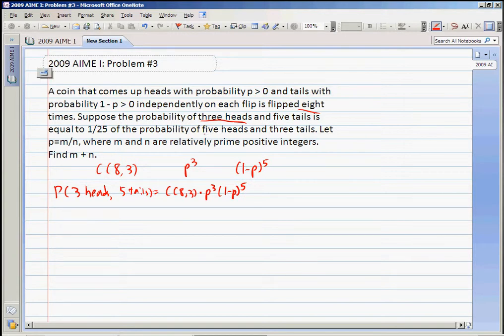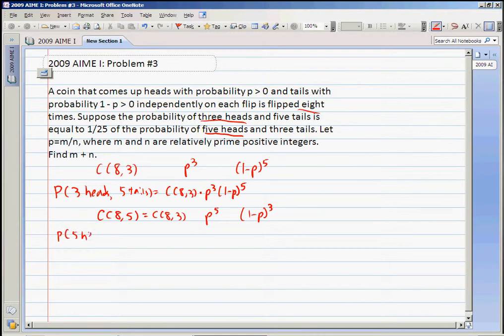Now, in order to pick 5 heads out of those 8 flips, we have 8 choose 5 ways of doing so. This is the same thing as 8 choose 3. And the probability of having 5 heads is p to the 5th, and the probability of 3 tails is 1 minus p, quantity cubed. So the total probability of picking 5 heads and 3 tails is equal to 8 choose 3 times p to the 5th times 1 minus p, quantity cubed.